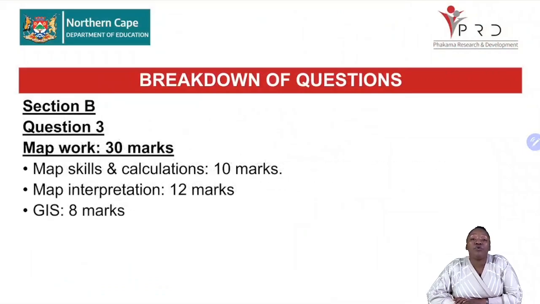You will then move to question 3, which is your section B. Your section B is where you will find your map work questions. And in your map work questions, there are 30 marks. To break down the 30 marks, you will have your map skills as well as the calculation with 10 marks. And then map interpretation, it will be 12 marks. And your GIS question will be 8 marks.